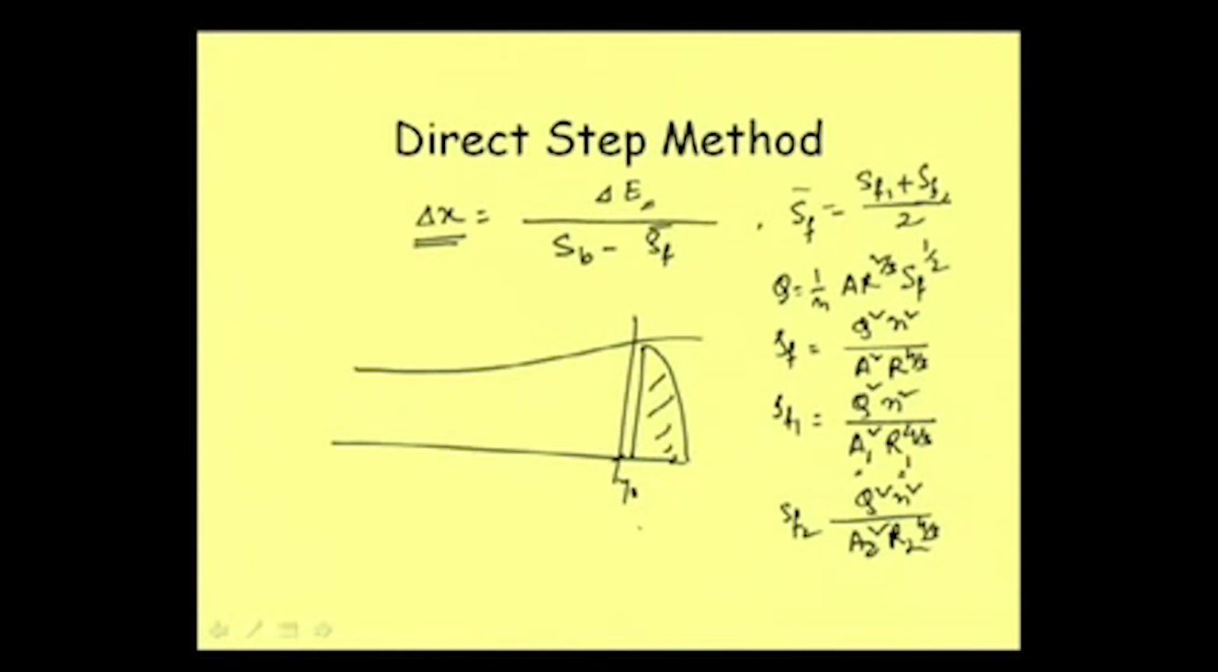Now from this known value, initially we know one value, and from this known value we can calculate this SF1, say. I am writing this as 1. From this we can calculate SF1, and we can calculate Y1 plus V1 square by twice G, meaning E1. Then we actually do not know E2 and SF2.